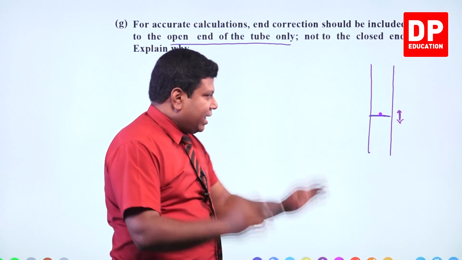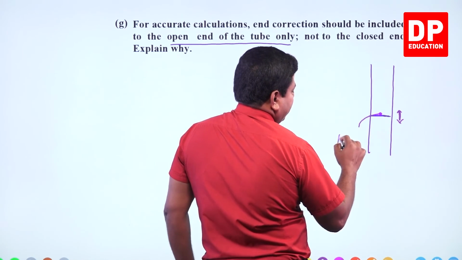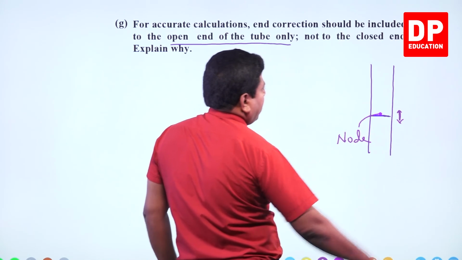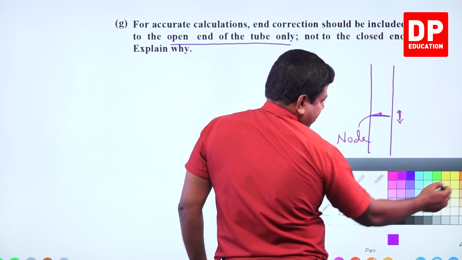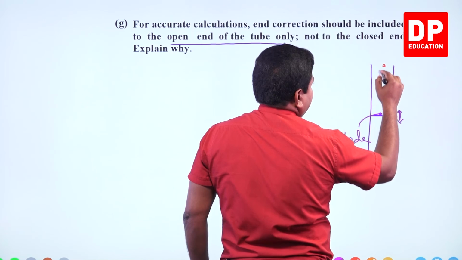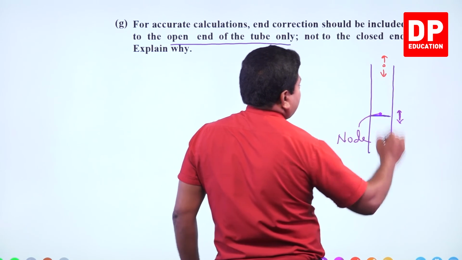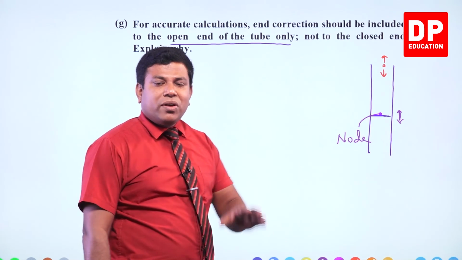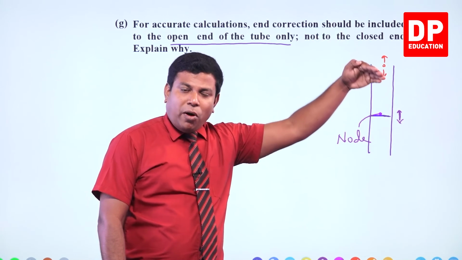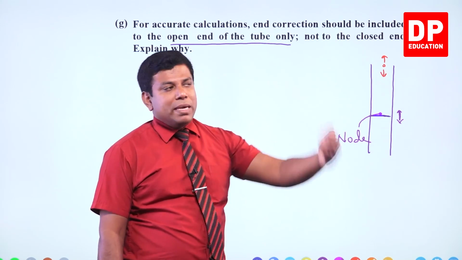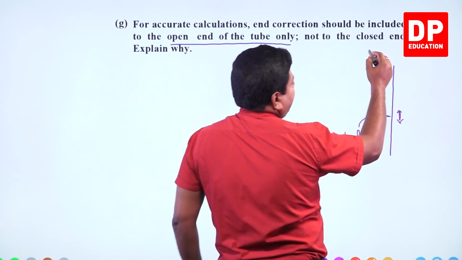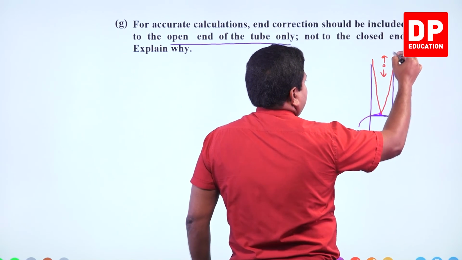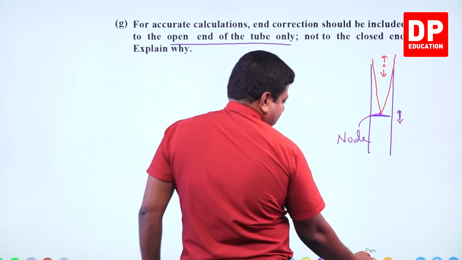So, perfectly at this point you need to have a node. When it doesn't vibrate, you call it a node. But the particles here, they are free to vibrate both sides, right? Because of that, at that point, antinode may not be exactly at the end of the tube. It can be even outside as well. Understand? So, that's what we had to explain.